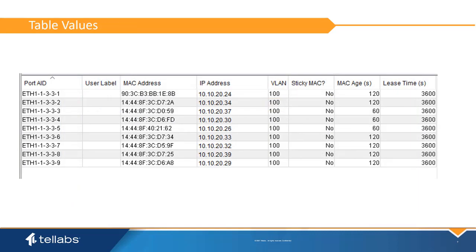The forwarding database table displays the following values: port AID, user label, MAC address, IP address, VLAN, sticky MAC, MAC age, and lease time. There can be up to 4 IP address bindings per MAC address and they are displayed as separate entries. If the IP address is blank, no binding has been learned by the system.